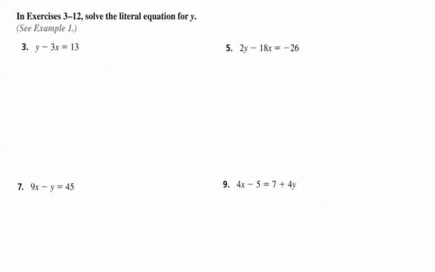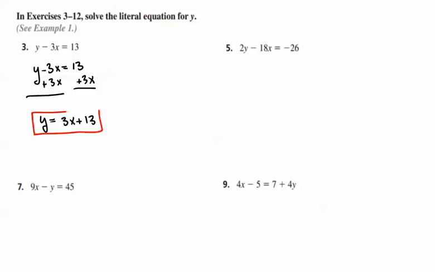Okay, in this video we want to begin to look at the homework exercises. And first we want to solve literal equations for y. And that just simply means to isolate the y in the literal equation. Well, for the first one, we're almost there already. We have y minus 3x is equal to 13. We add 3x to both sides, and we simply end up with y is equal to 3x plus 13. And so that would be our answer for the first literal equation, solving for y.